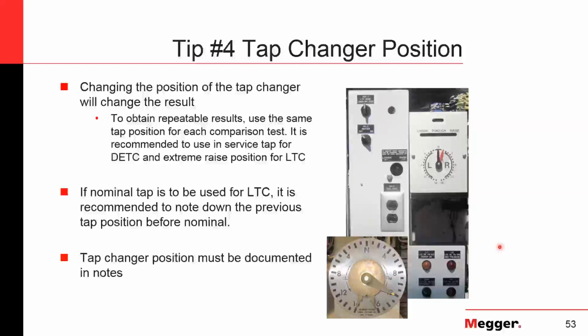And then if you do choose to do it at a nominal, so you can get every tap in there and take them all out, just note which positions you approached that nominal from. If you come from raised or you come from lower, it can actually influence the results. So you want to make sure that you not only indicate the tap position, but how you got to that position as well. And just note this in the actual test file there.